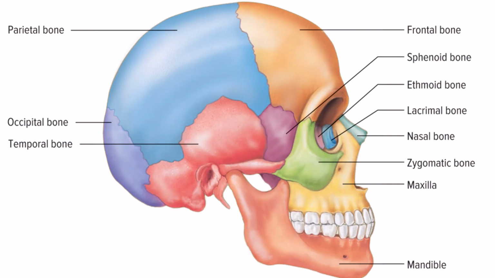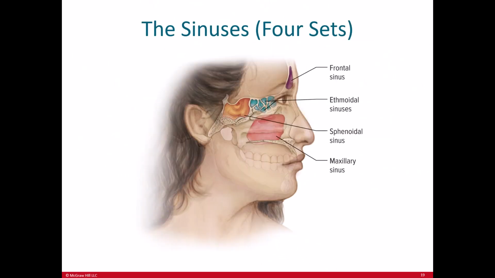Then we have the ethmoid bone, the lacrimal bone, which is that little blue part. That's also where our lacrimal gland is, and that means tears, so it helps produce the saline tears. Then we have nasal bone, which helps us with our nose. The zygomatic, those are your cheekbones. And then you can see your maxilla. Maxilla is your upper jawbone. And your mandible is your lower jawbone. Fun fact, the mandible is the only bone in the skull that moves.